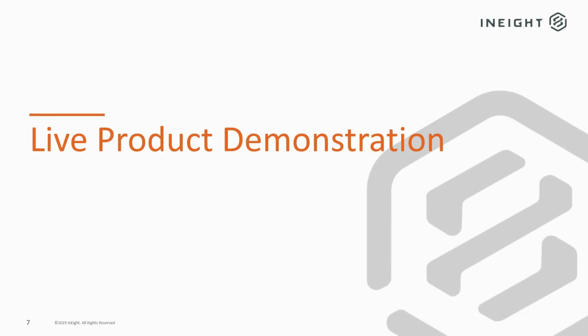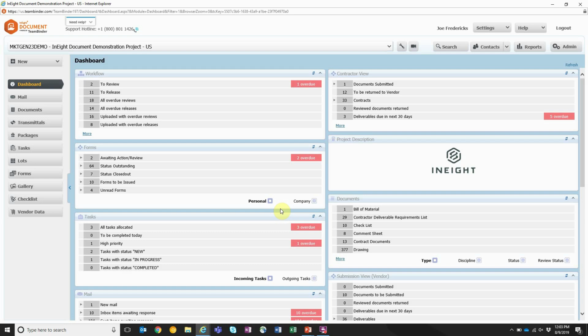Now I'm going to switch and do a live product demonstration of our vendor data module. The vendor data module within InEight Document is a module that exists in the left-hand menu. I can see that we have a vendor data register and our holding area. Now the holding area is the place for you to conduct a quality check of vendor deliverables as they are received, prior to them being processed, linked to a deliverable line item, and reviewed within the document register.